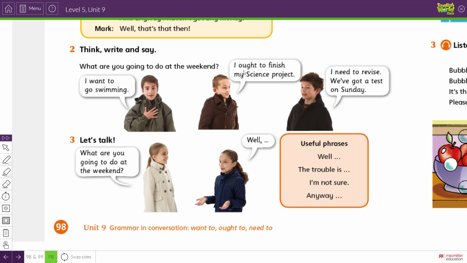The third one, I need to revise. We've got a test on Sunday. As we said, need to represents necessity. I need to revise. We've got a test on Sunday. Okay, the question for you now. What are you going to do at the weekend? Tell me something you want to do, something you ought to do, something you need to do.